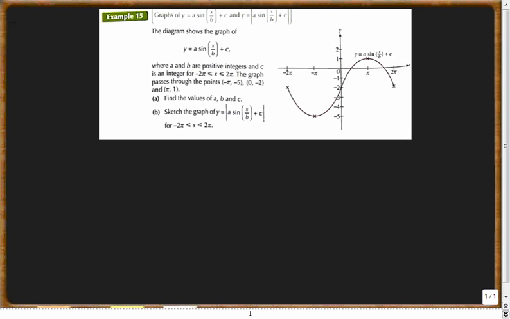Example 15 is giving us general bits of information, and we're going to have to figure out how do we find the values, how do we figure out what the equation is based on certain things. So it's kind of going backwards and using what we know to help solve for things. So we have an equation which is y equals a times the sine of x over b plus c.